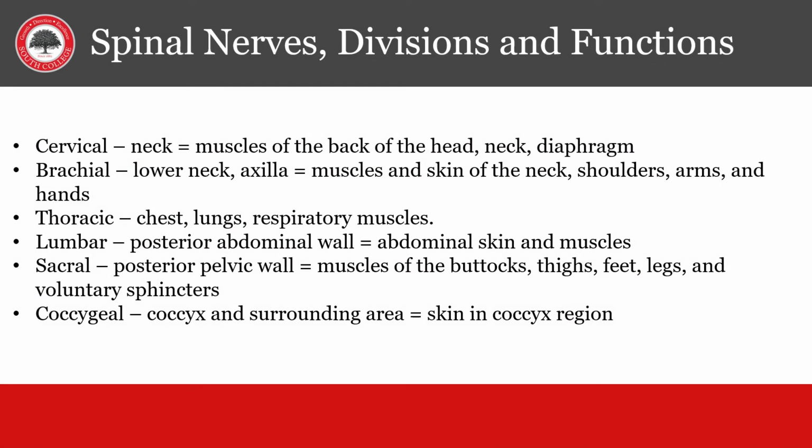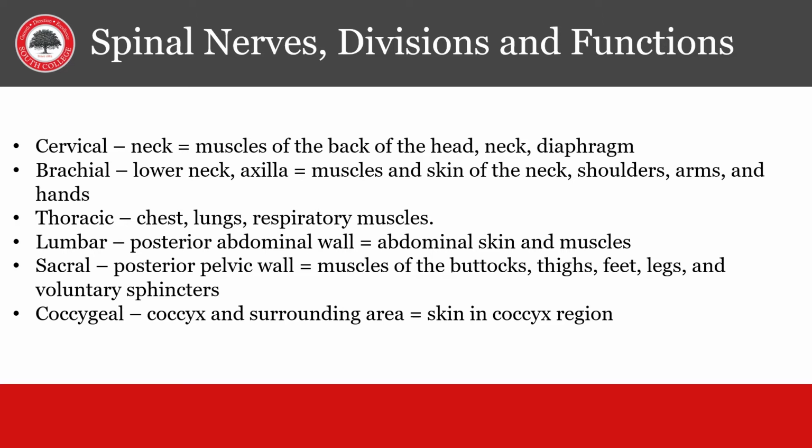Those spinal nerves we showed you earlier innervate areas of the body close to where they are located. Nerves of the cervical spine, for example, innervate areas of the back of the head, neck, and diaphragm, along with brachial divisions from this area providing innervations for the arms and hands. Thoracic nerves provide innervations for areas of the chest and lungs. Lumbar nerves innervate areas of the abdomen and abdominal muscles. Sacral nerves innervate muscles of the buttocks, thighs, and legs.